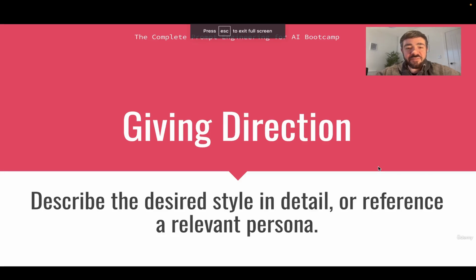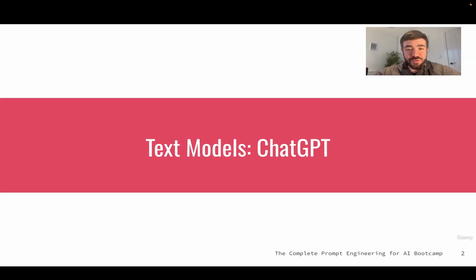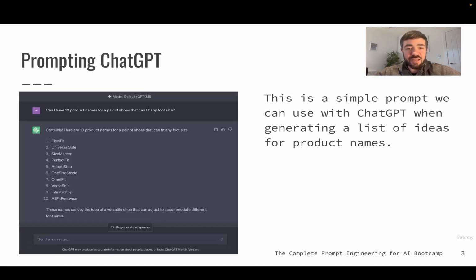The first principle is giving direction, describing the desired style in detail or referencing a relevant persona. So let's walk through this with text models. This is an example of a naive prompt.